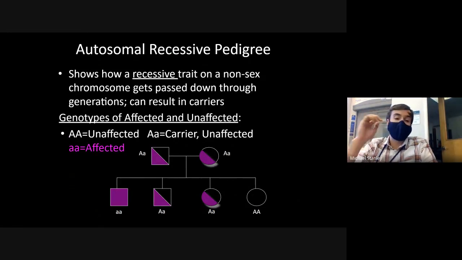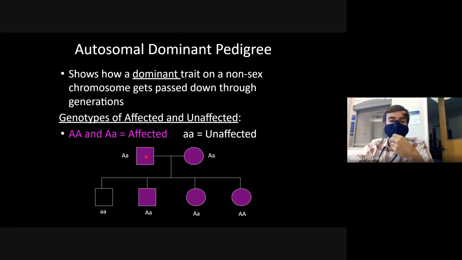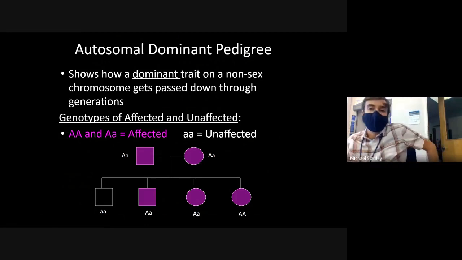We can also have the flip side of that, an autosomal recessive pedigree. So this shows how a recessive trait can get passed down through generations. So now we're not interested in the brown-haired people anymore. We want to know about the red-haired people. How likely is it that you're going to get red hair in this family? So recessive pedigrees are the only ones that have the carriers. You may have noticed in the dominant pedigree, there's no carrier boxes because in dominance, you either have it or you don't. Because the trait is dominant, if it's there, it'll show up, and if it's not there, then it won't.